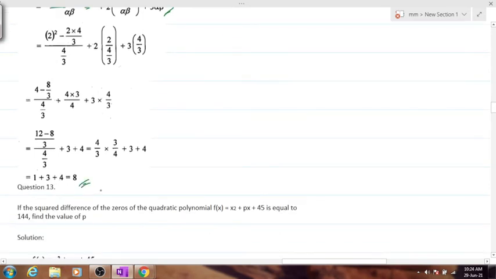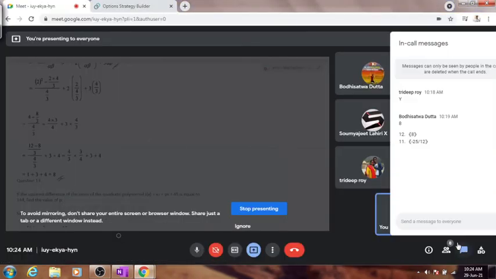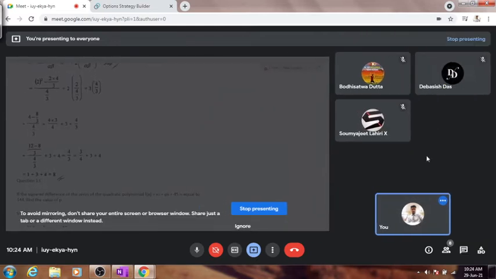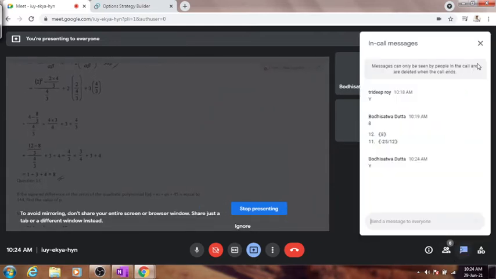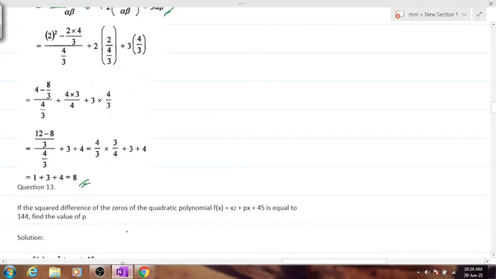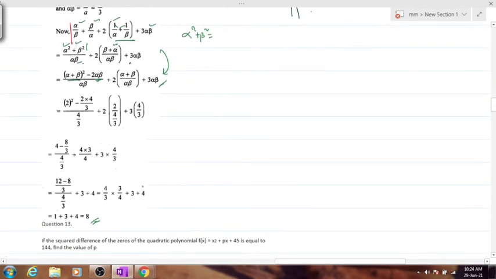How many have got the answer as 8? Yes, any of the students have got the answer 8. Bodhishota's got the answer 8. Good. Very good. Can we move on to the next one now? People who are not done with this, kindly confirm. You have to copy this down. And people who are done with this, question number 13 lies right here.